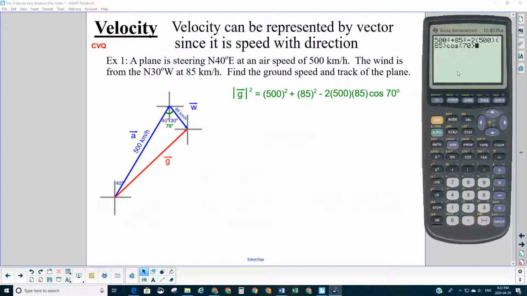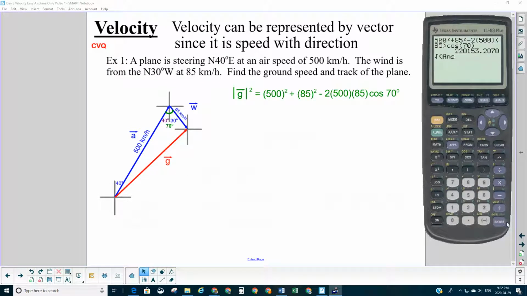If you don't have that luxury, you might need to do some of this math first and put it in your memory, and then do 500 squared plus 85 squared minus whatever you have in your memory. But I have that luxury. 228,000. I don't think that's how long that is, but oh yes, remember it's g squared, so I've got to take the square root of this answer.